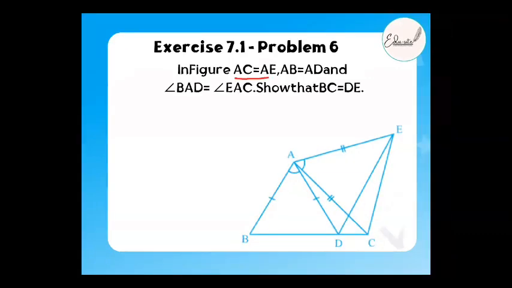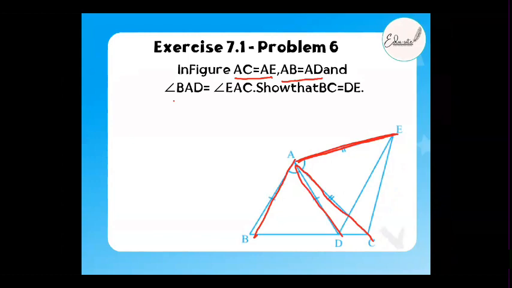In the figure, AC is equal to AE. इन्होंने एक figure बनाया है. इस figure में उन्होंने बताया है कि AC is equal to AE. Where is AC now, beta? AC is here, right? AC is equal to AE. We do not know which triangles they have considered. We'll see it later, okay? Then they have given AB is equal to AD. Okay, alhamdulillah, this is done.